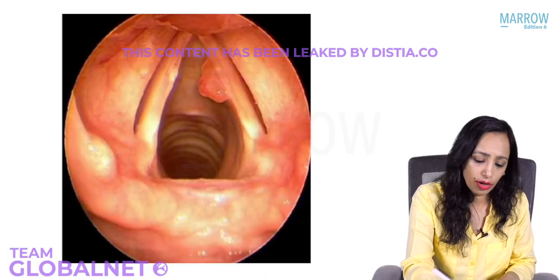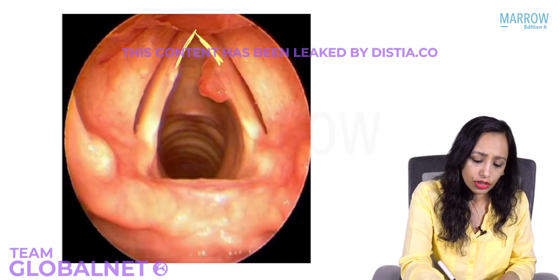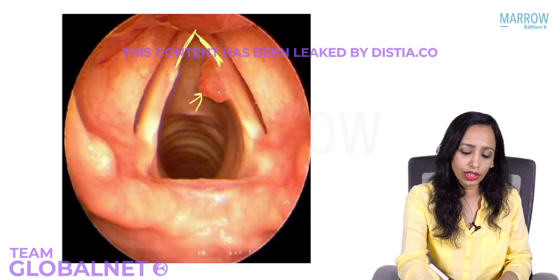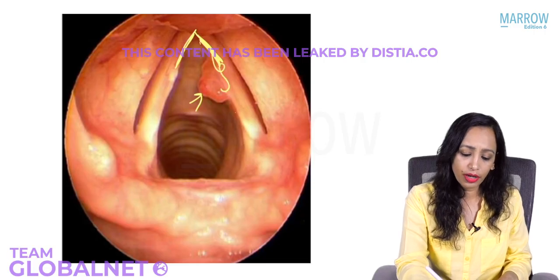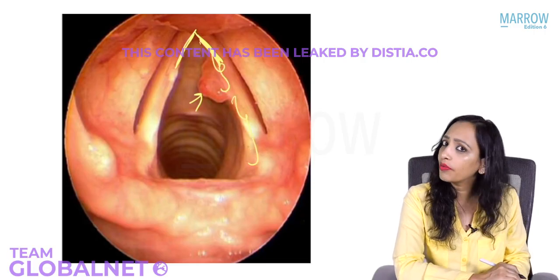Now just see which is anterior, posterior. This is the anterior part, right? So again, this is an anterior lesion. This is at the junction of the anterior 1/3 and the posterior 2/3. Is that very clear? Yes.